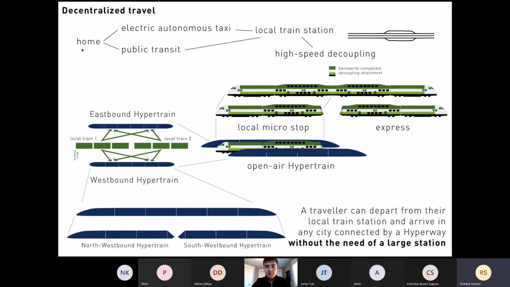I'll go back for a second. From when you're at home, the idea is that you would order this trip as though you were ordering an Uber ride, except this ride is across multiple modes of transportation, and it actually tells you which train to get on, when you have to be in different areas if you're taking public transit, or if you're getting picked up by this electric autonomous taxi.